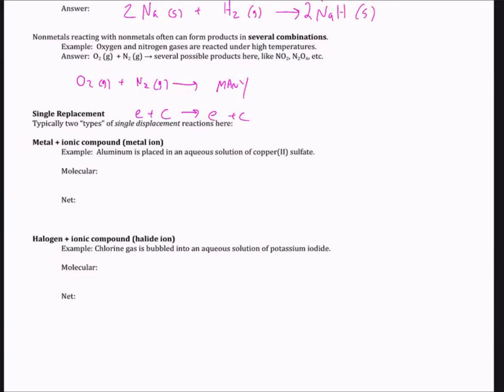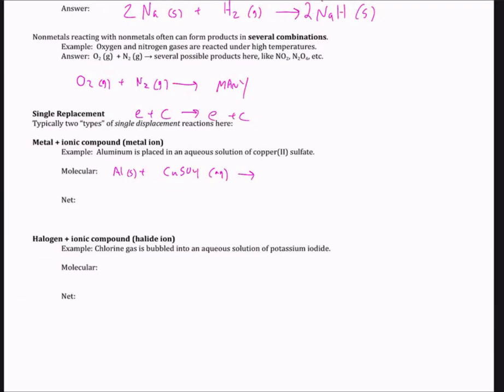Aluminum is placed in an aqueous solution of copper 2 sulfate. So you would write this as Al plus CuSO4. They said a solution, so this is aqueous. The thing with a single replacement is the way to predict what you're going to get is to look at what you're given. I was given a compound and a metal. The metal will displace the metal in the compound. Those are the two that are going to switch. But remember, you have to be aware of their charges so you write the formulas correctly.